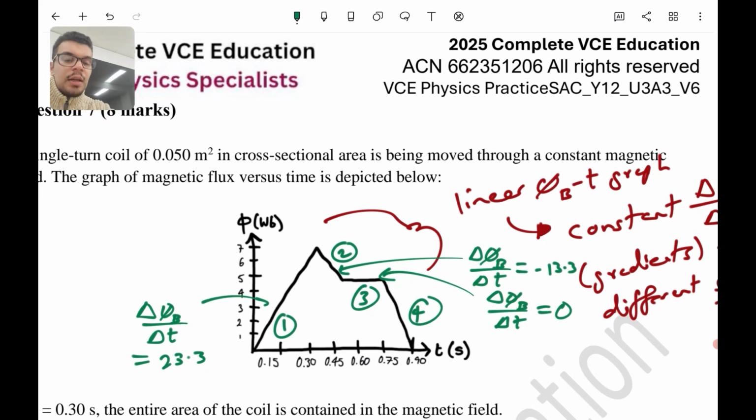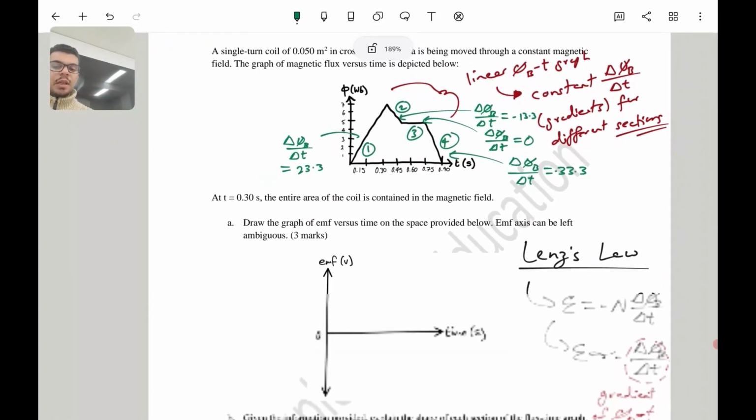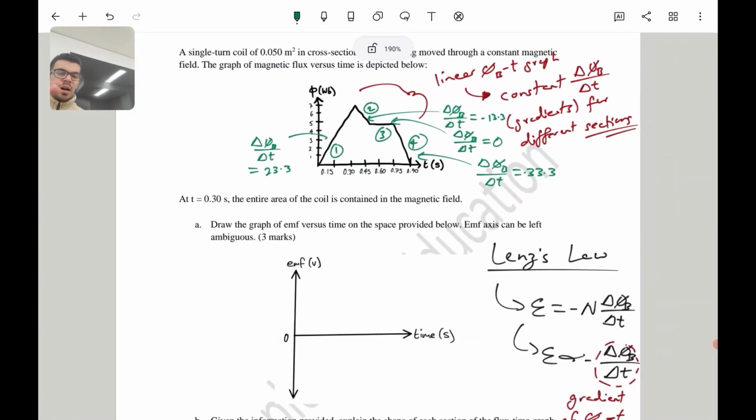And afterwards, for section number 4, we're going from 5 to 0, so 5 divided by 0.15, and we'll end up with the greatest steepness, which is 33.3. So this is definitely a bit of a tricky question, guys. You have to look at how the gradients change. Now the exact values of the gradients, the exact values of the EMF are not important, but it's a little bit hard to sometimes eyeball the gradients. I mean, you can if you want to.